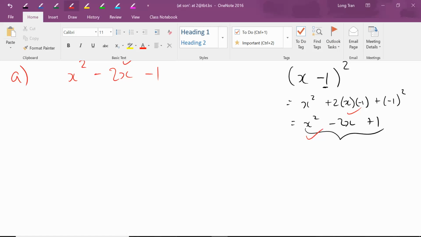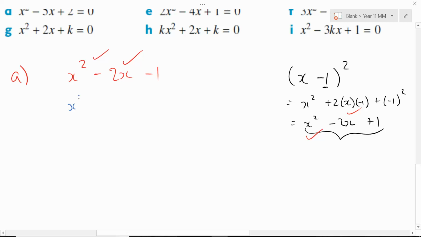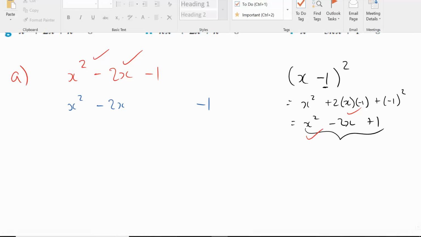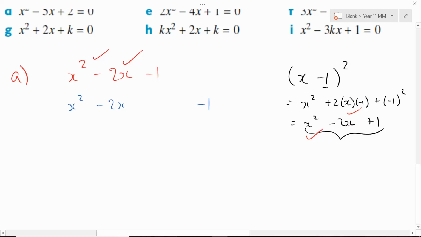So I'm saying, all right, I'm going to have what I have. I've got x squared minus 2x. I still had that minus 1. But why don't I force that plus 1? Because I wanted a plus 1, because this has a plus 1. That would make it a perfect square. This is a perfect square.